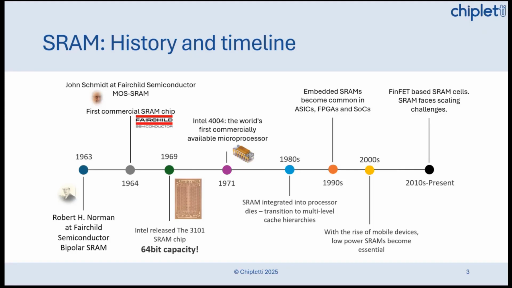Fast forward to the 1980s, SRAM becomes very commonplace and on the same die as your processor, as caches. And then SRAM became even more prolific in the 90s, where every ASIC you could imagine used SRAM in some form or the other. So it's tightly coupled memory, very much used for deterministic applications.